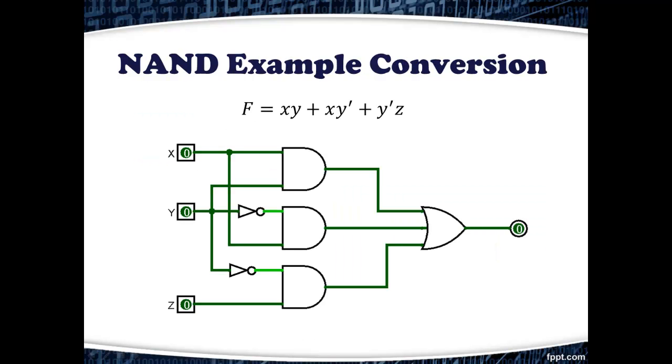Here's an example of taking a simple set of logic gates and a simple circuit and converting them into an equivalent form with NAND gates. In this function, xy plus xy prime plus y prime z, we see 3 inputs, 3 AND gates, 2 inverters, and 1 OR gate. This circuit is the implementation of the given Boolean function. If we want to change this to only use NAND gates, our implementation would look like this.